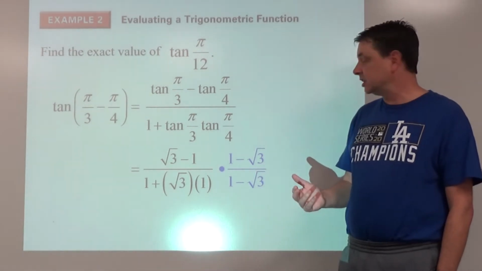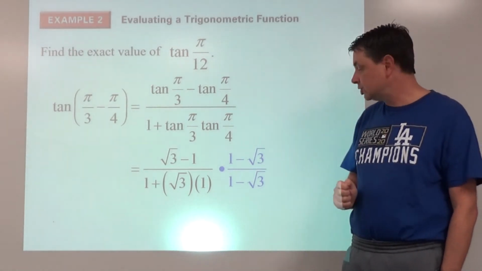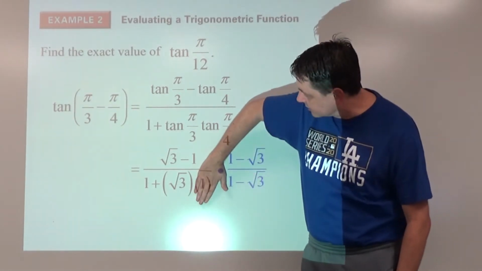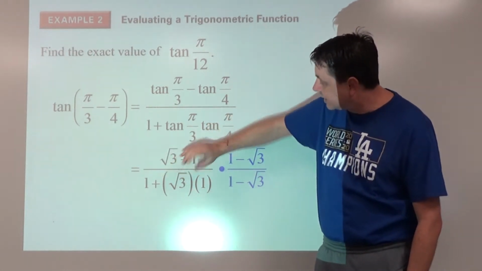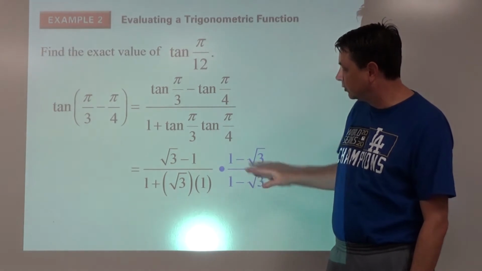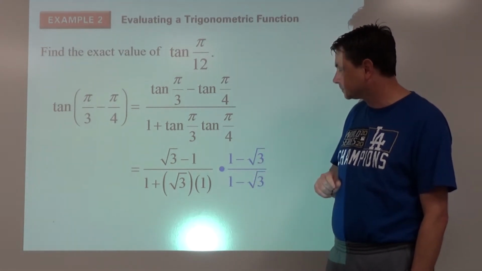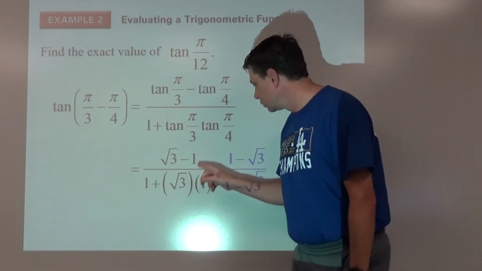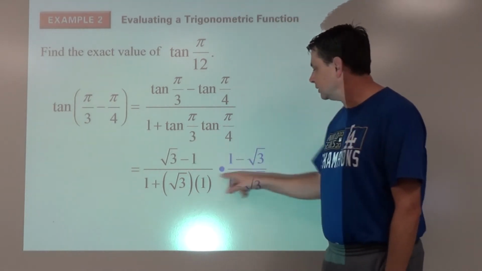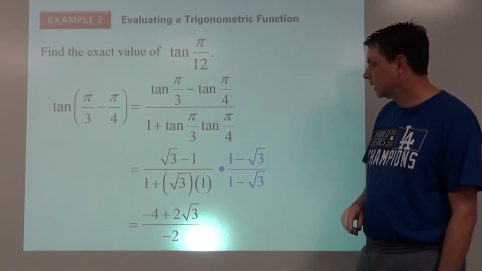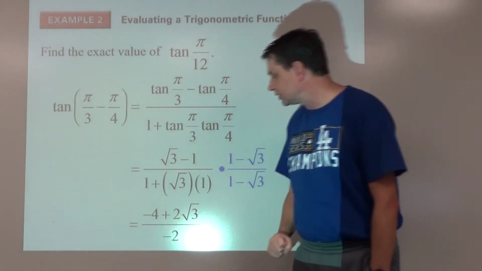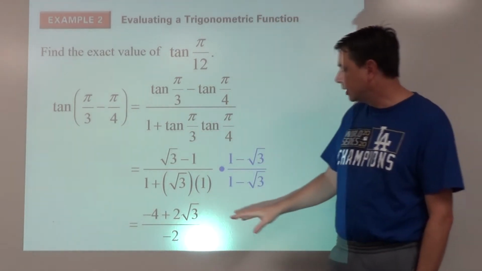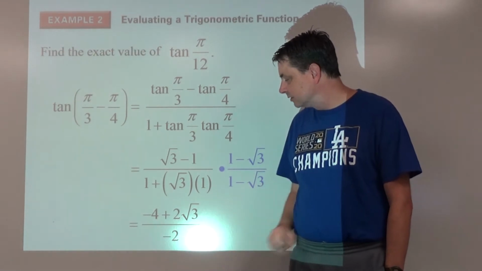Then we want to fix the denominator, so we're going to do the conjugate. Remember, we're talking about just 1 plus root 3, so the conjugate is 1 minus root 3. We multiply top and bottom. So we're talking about now distributing. When you distribute and combine like terms, on top you get negative 4 plus 2 root 3. On the bottom, 1 minus 3 is negative 2.